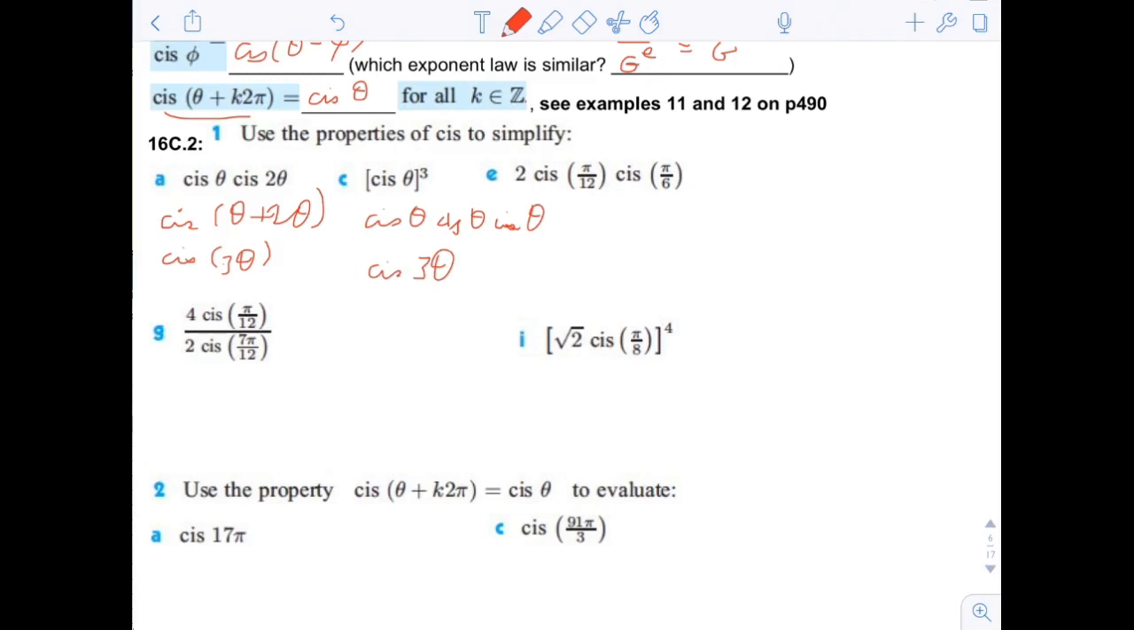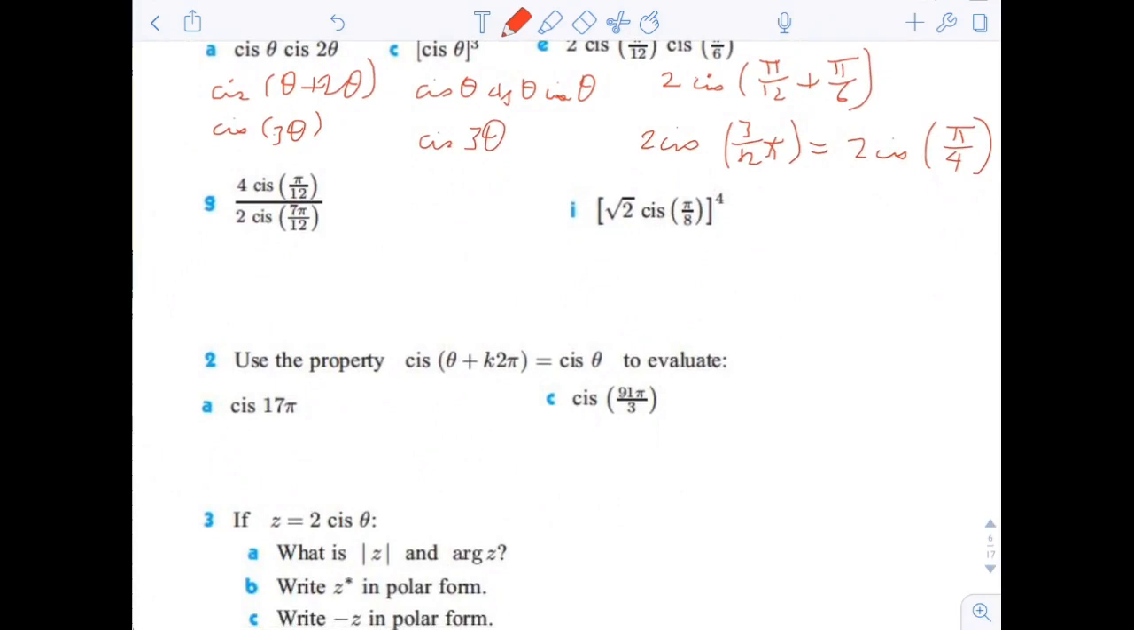What about 2 cis pi over 12 times cis pi over 6? That would be equal to 2 cis, and we just add the two angles together, which becomes a fraction problem. So pi over 12 plus pi over 6 is equal to pi over 12 plus 2/12 pi. So that would be 3/12 pi as the result. And that is equal to 2 cis of, and we can simplify that because 3/12 is the same thing as pi over 4, right?